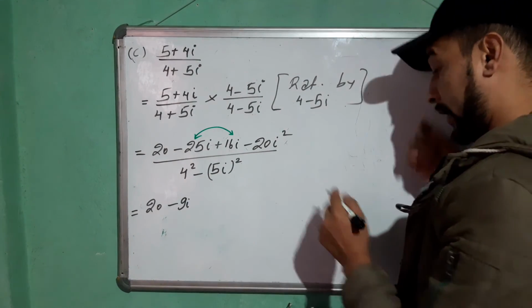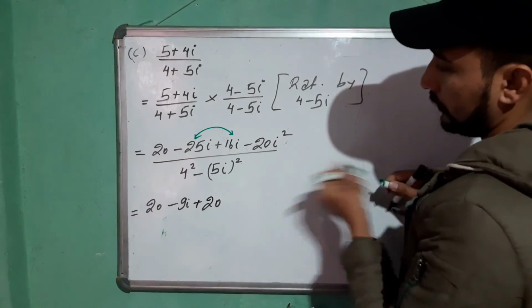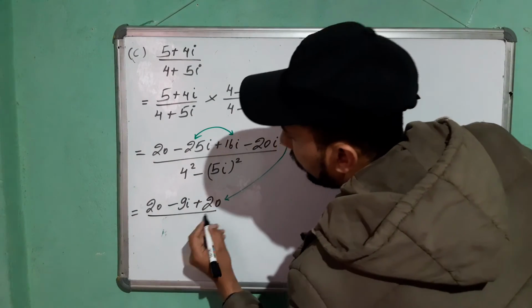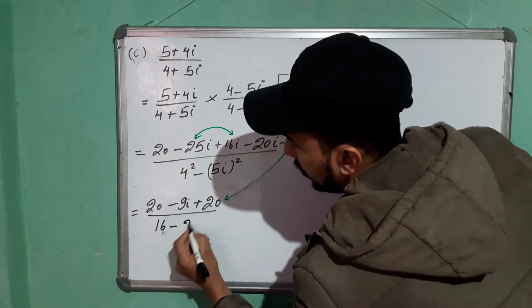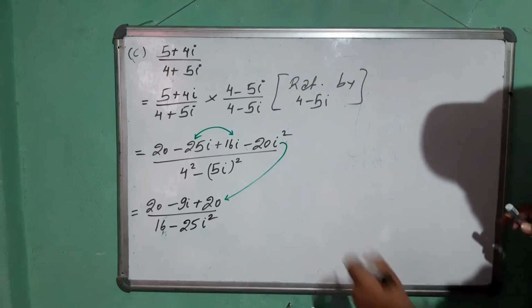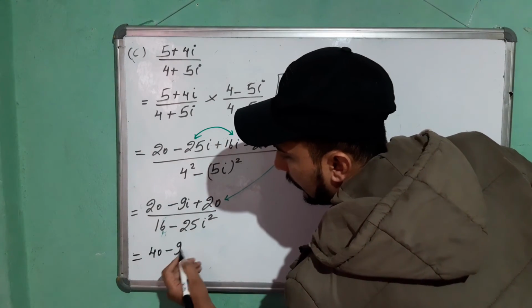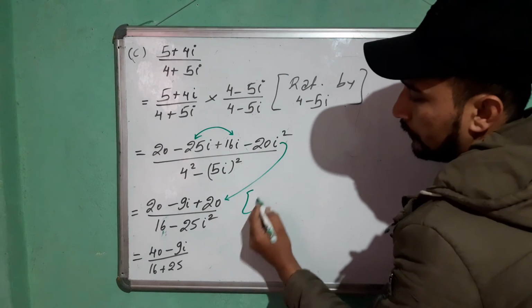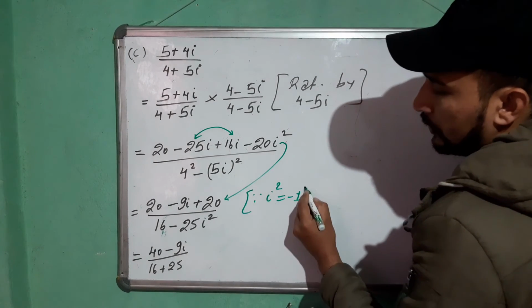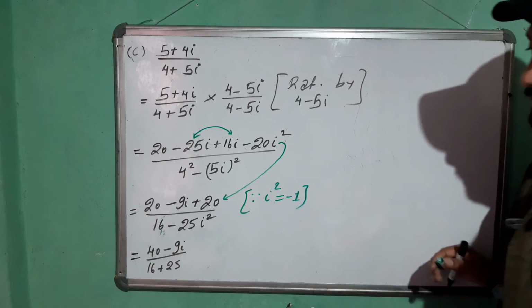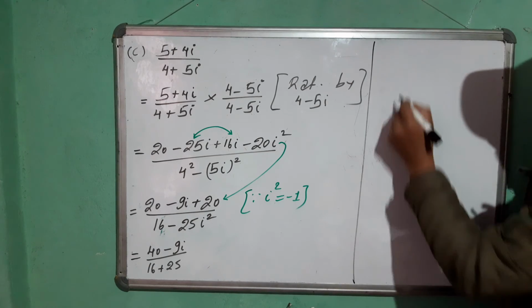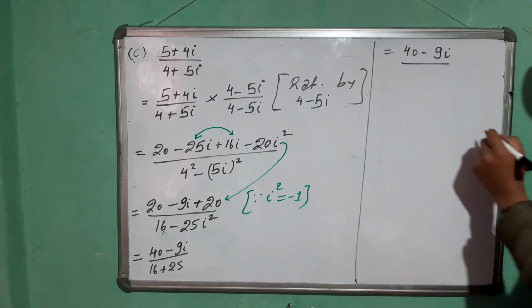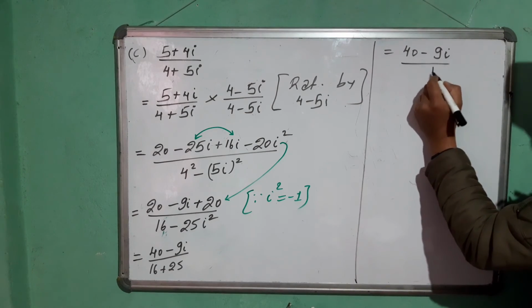Minus 20 i square. i square means minus 1, so it will be plus 20, this one. i square is minus 1, so minus 1 into minus 20 is plus 20, divided by 4 square is 16, minus 5 square is 25, i square is i square only. So 20 plus 20 is 40, minus 9i divided by 16 plus 25, i square means minus 1, because i square is equal to minus 1. So minus 1 into minus is plus. Okay, from there 40 minus 9i divided by 16 plus 25 will be plus 25 is 41.